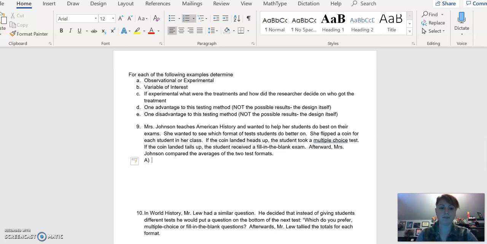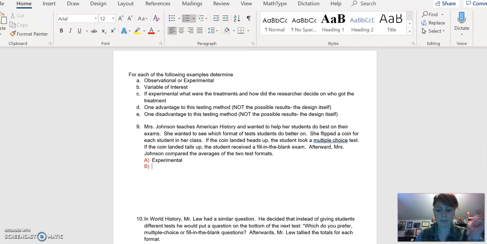So first of all, is this observational or experimental? Well, it's going to be experimental because she has 2 different groups. She's got the group who's going to do multiple choice, and she's got the group that's going to do fill in the blank. My variable of interest is not test format, it is test scores. As a teacher, as all good teachers, we care about students doing well. So this particular teacher, Mrs. Johnson, wants to increase test scores. So one of the methods she's going to try to increase test scores is maybe test format. So her theory is, let's see if there's a difference in multiple choice versus fill in the blank to see who's going to do better.